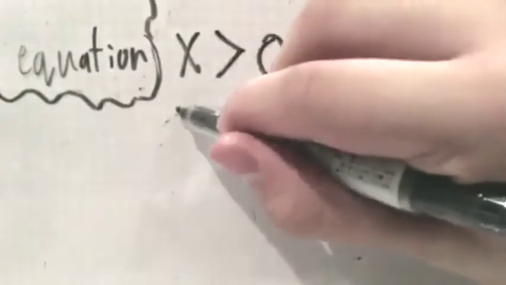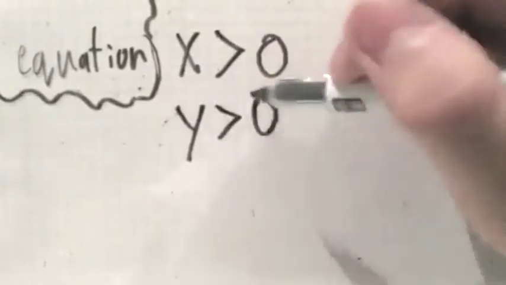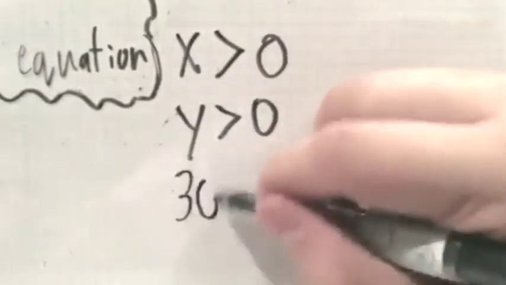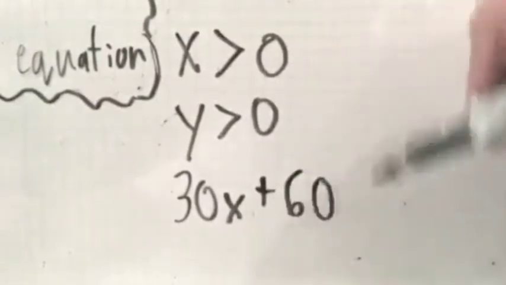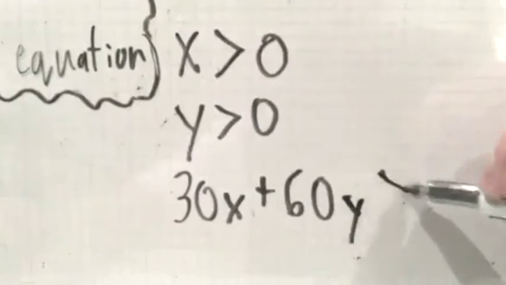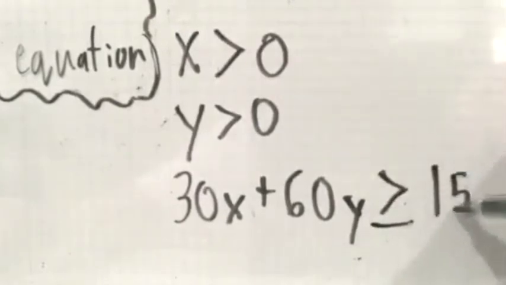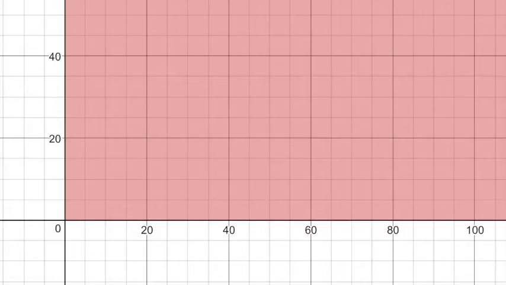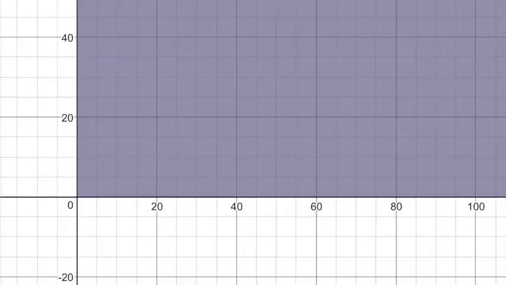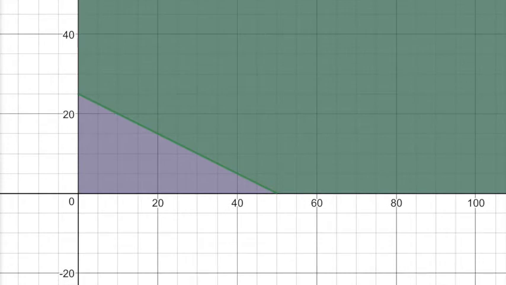First is x is greater than 0 because we cannot have 0 iPhone cases. And then y is greater than 0 since we cannot have 0 iPad cases. And then 30x plus 60y is greater than or equal to 1,500 pesos, which was our previous inequality. The x greater than 0 graph is this, the y greater than 0 graph is this, and the 30x plus 60y is greater than or equal to 1,500 graph is this.